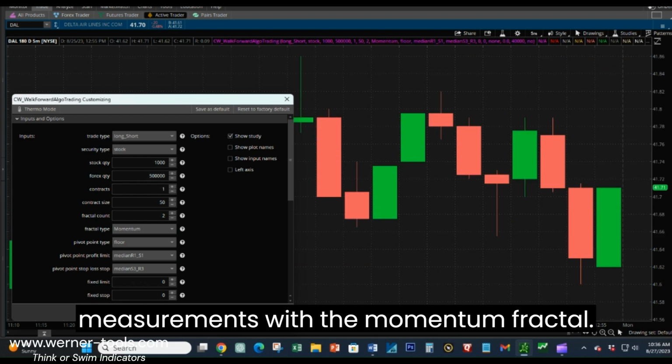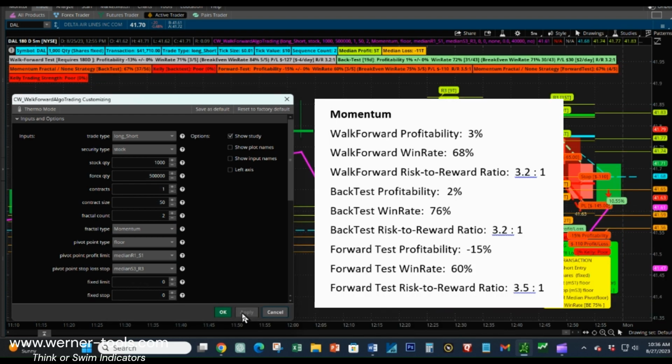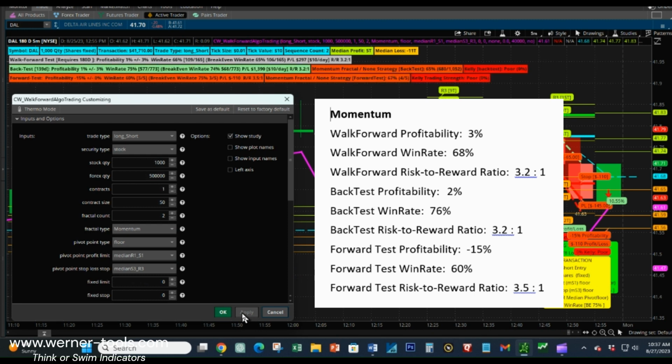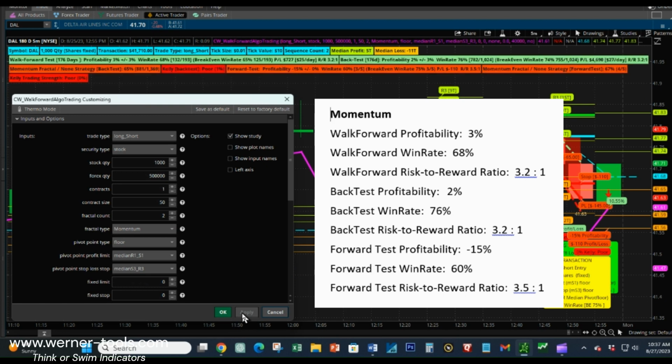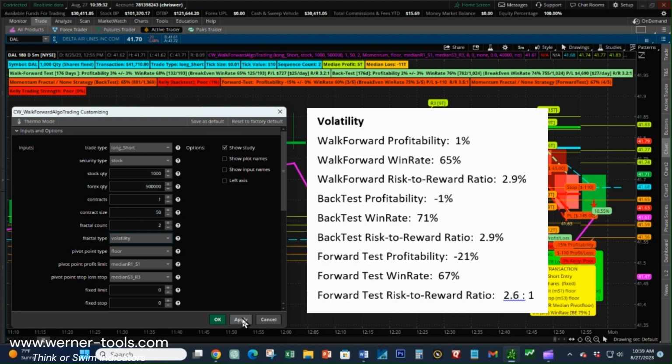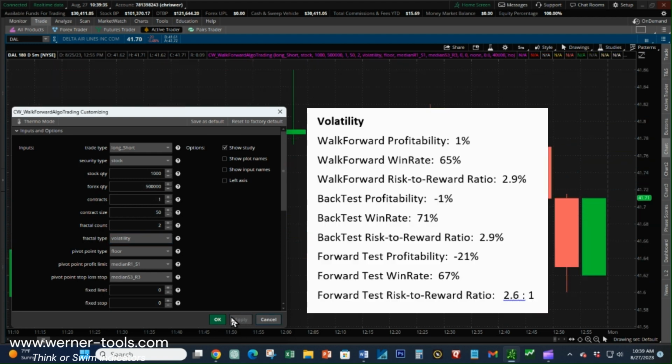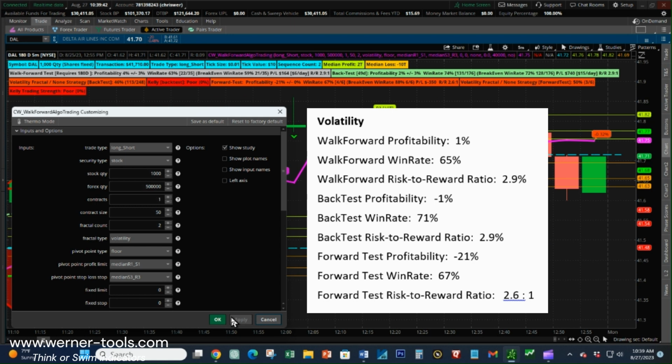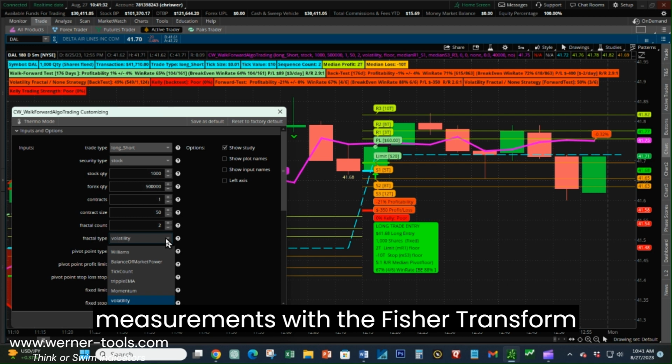Next we will repeat the above measurements with the momentum fractal. Next we will repeat the above measurements with the volatility fractal. Next we will repeat the above measurements with the Fisher transform fractal.